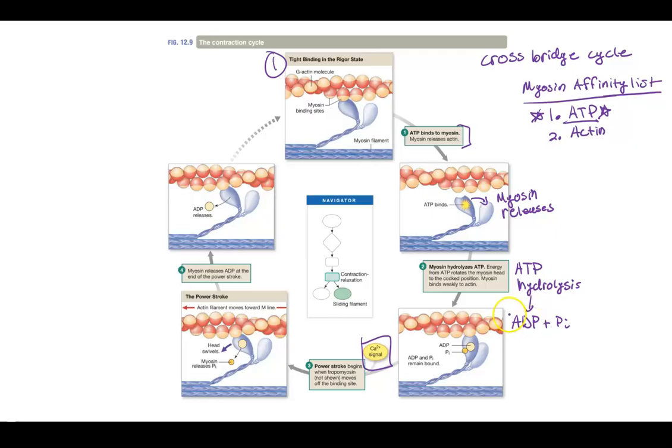But here's the thing, ADP is no longer ATP, right? Those are two different molecules. So myosin goes down its affinity list and says, oh, well, actin is here, so I'm going to bind that. Myosin then binds to actin.